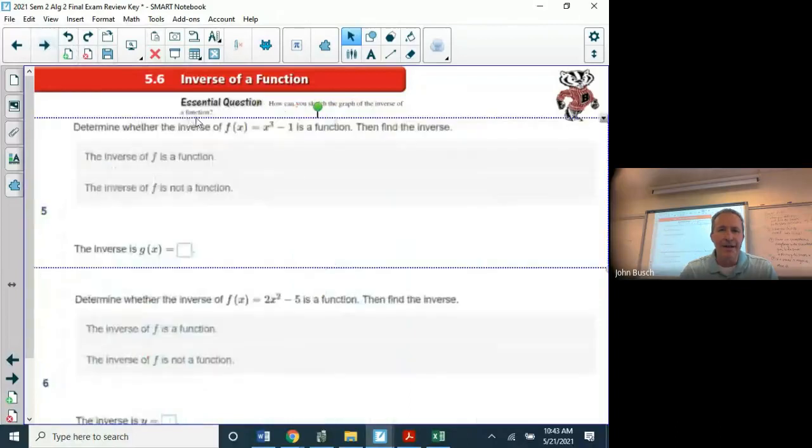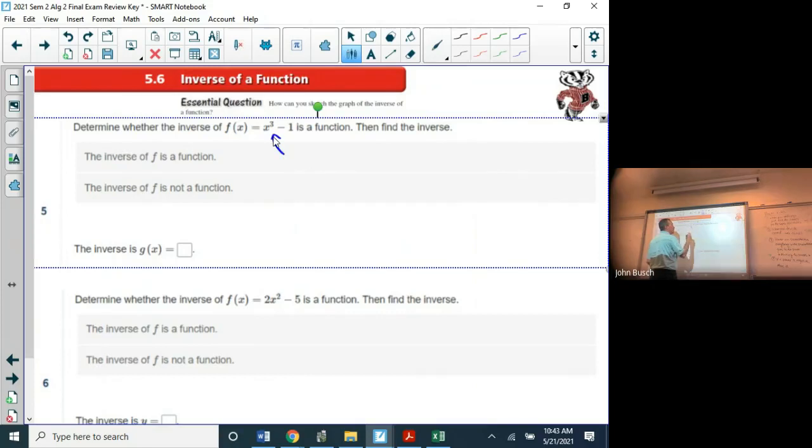Now we're at 5.6, number 5, where we have to decide if the inverse is a function. To do that, graph this function and check the horizontal line test.